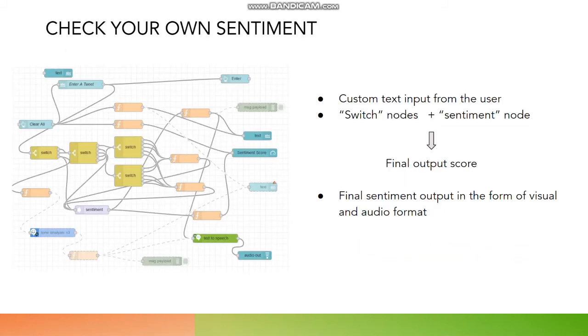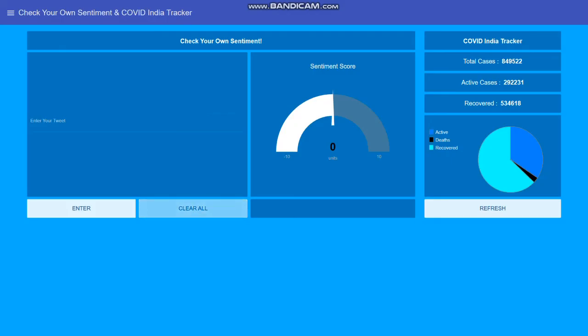Another interesting tab is the Check Your Own Sentiment tab. In this tab, the user types a text which is extracted by the text node. This text is then processed in the sentiment node. As the words COVID and Corona are basically scientific terms, they couldn't be processed by the sentiment analyzer. To solve this problem, a series of switch nodes were used which provide the polarity for those words themselves. When the user enters his text, the intensity of the text is displayed in the gauge on the right. The polarity of the text is shown in the text box as well as in audio format.